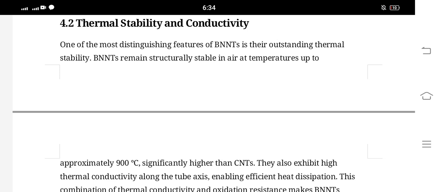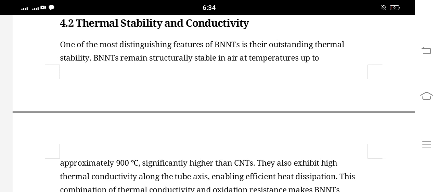In addition to thermal stability, boron nitride nanotubes exhibit a high thermal conductivity along the axial direction of the nanotube. This means that heat can be efficiently transported along the length of the nanotube, making boron nitride nanotubes effective heat dissipation materials. At the same time, their electrical insulation properties allow thermal management without electrical interference.